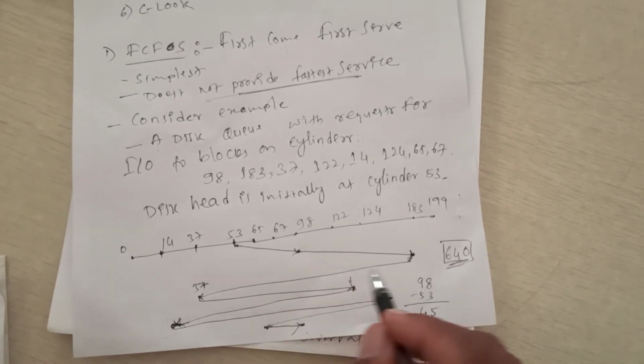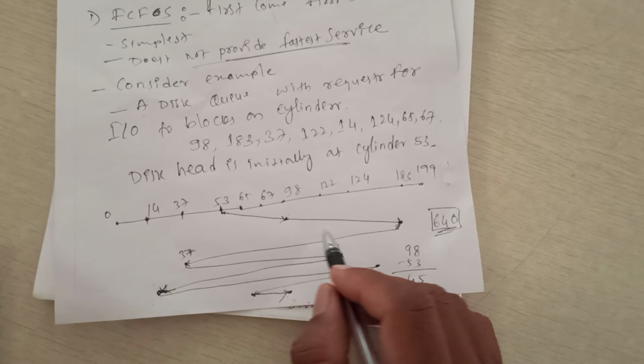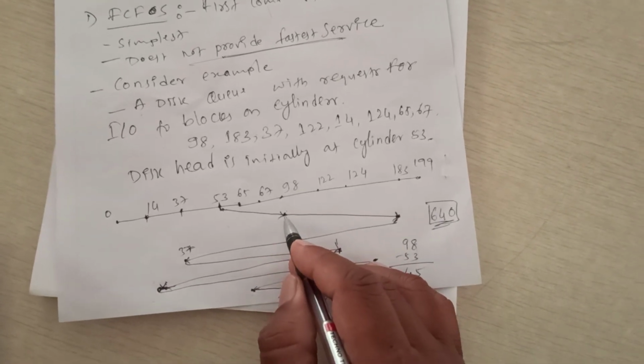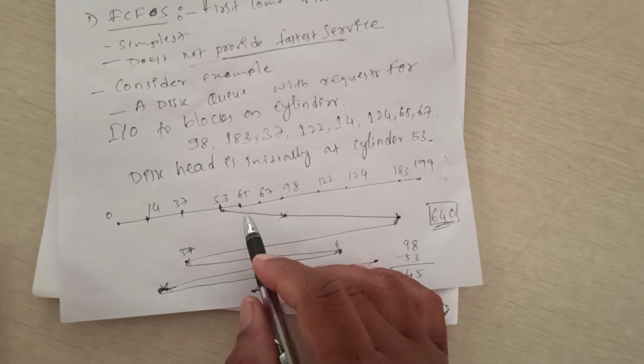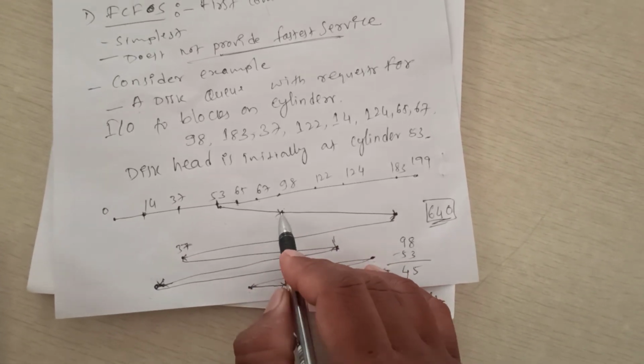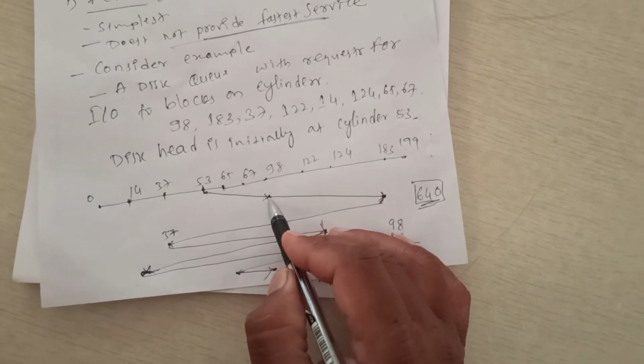For example, just see the example here. When you are servicing the request 53 to 98, there are two more requests that arrive, 65 and 67, but they are not serviced directly. It will move to 98 because it arrived first.